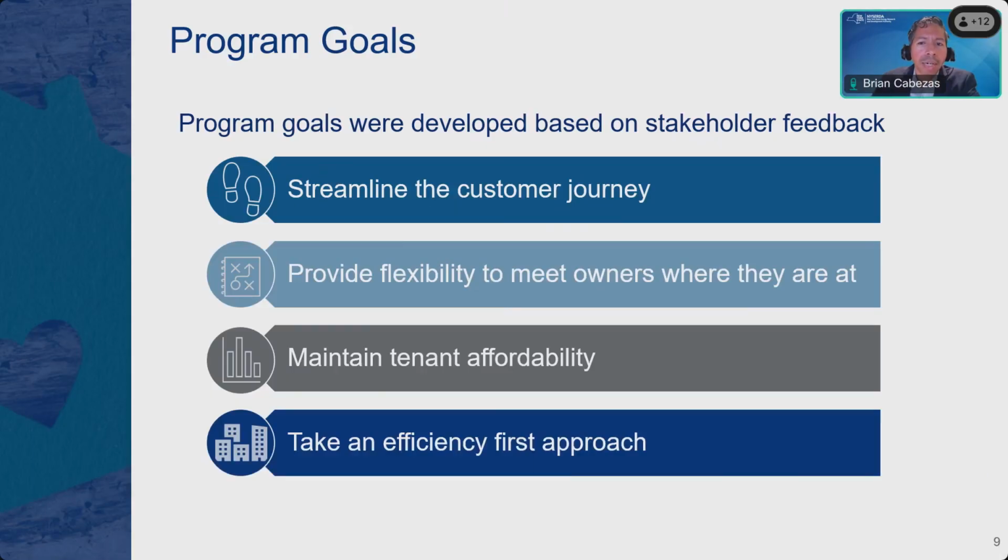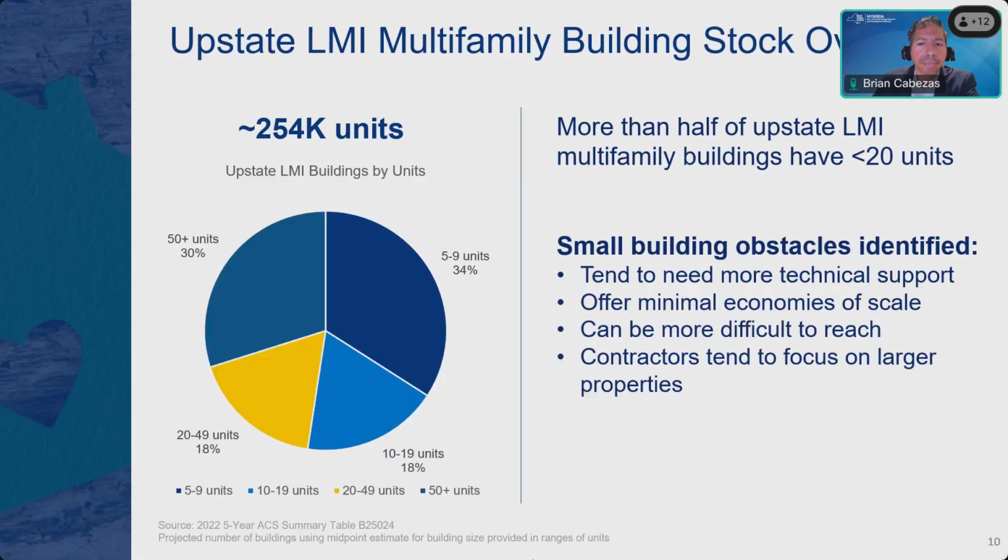Great. So our AMP Up program design had the following goals that were really developed based on stakeholder feedback. Our goals were to streamline the customer journey, to provide flexibility that would meet building owners and managers where they are, to maintain tenant affordability, and to take an energy efficiency first approach. And throughout the slide deck, we'll try to illustrate where that goal is coming up. So hopefully you can see that throughout the presentation, and as you learn more about the program, you'll be able to see that as well.